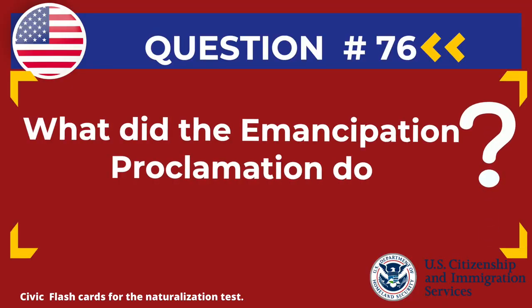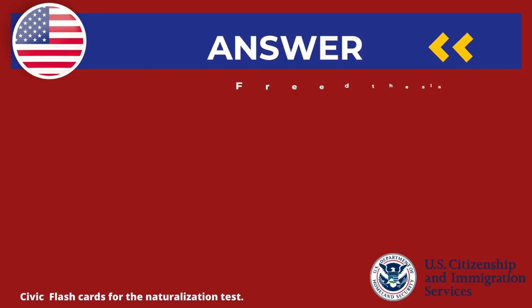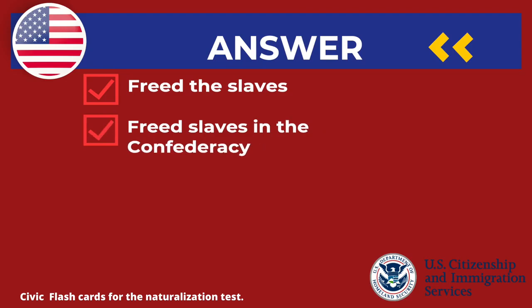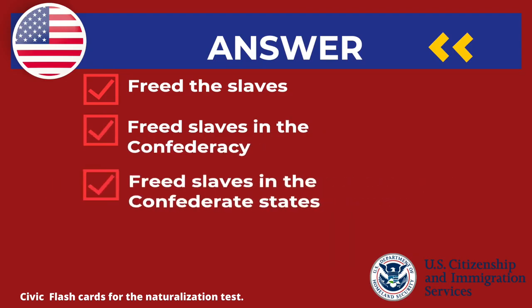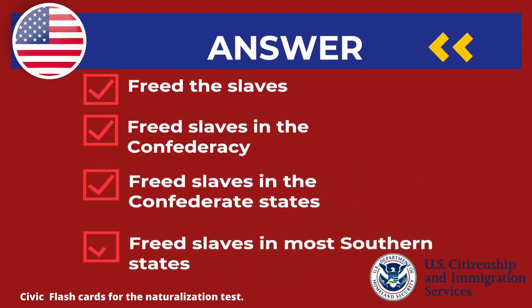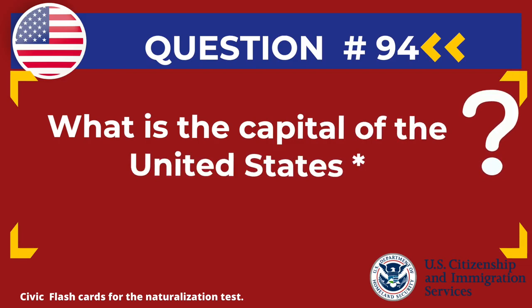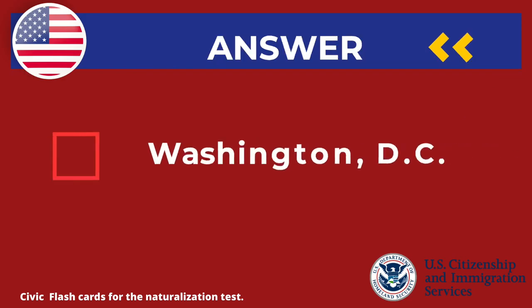What did the Emancipation Proclamation do? Freed the slaves. Freed slaves in the Confederacy. Freed slaves in the Confederate States. Freed slaves in most southern states. What is the capital of the United States? Washington, D.C.